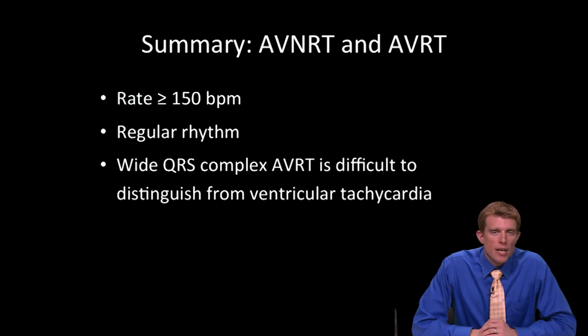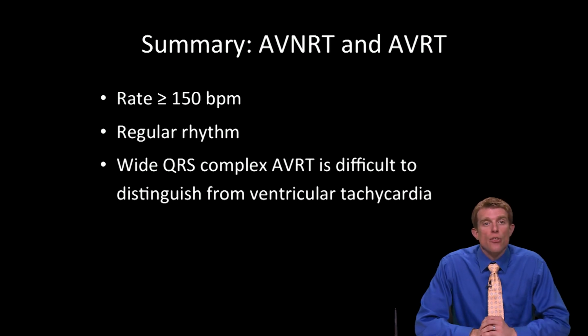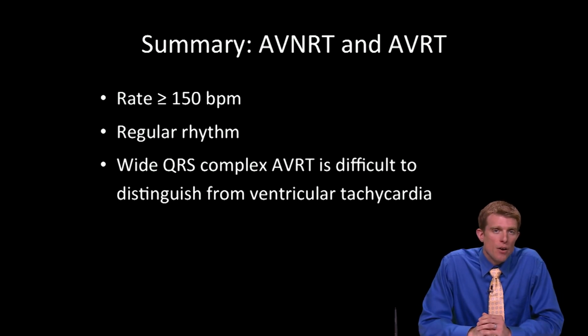So in summary, AVNRT and AVRT make up the two different types of supraventricular tachycardias. They have rates that are fast, greater than 150. They have a regular rhythm, and the wide QRS complex AVRT is difficult to distinguish from ventricular tachycardia. And so if you can't easily distinguish it, you're going to treat it as ventricular tachycardia until proven otherwise.